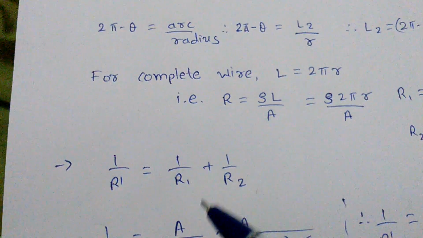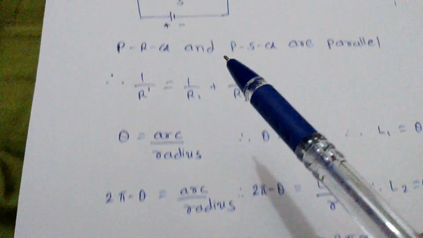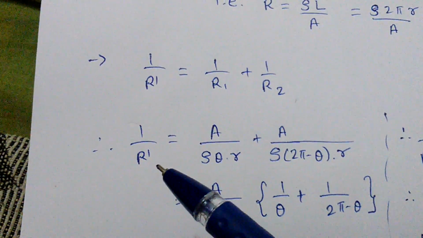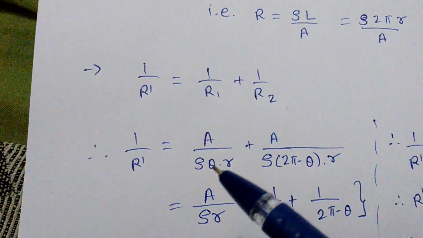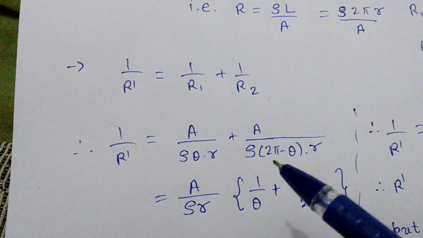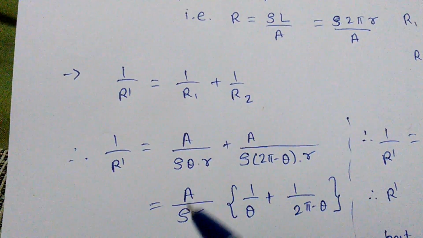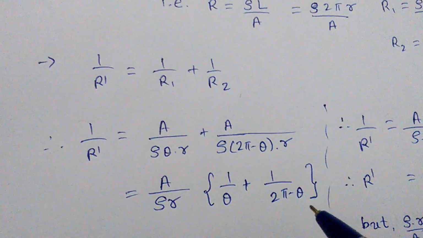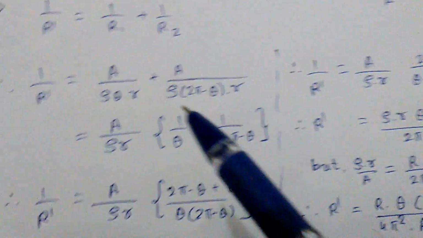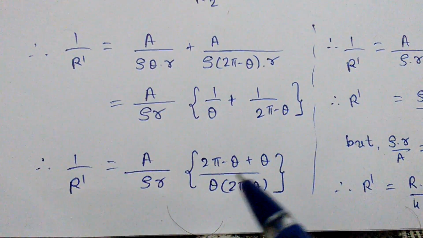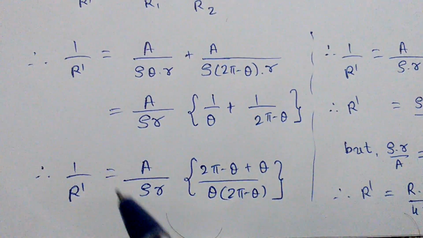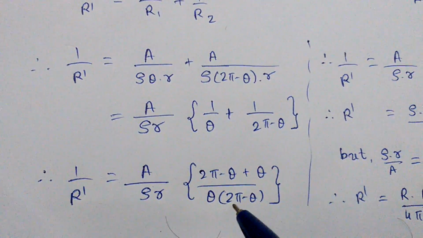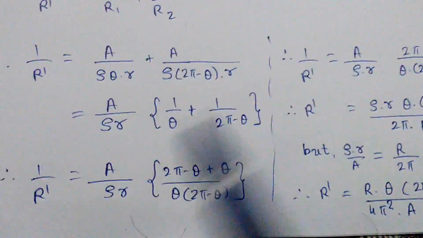Now we put these values in the equation. 1 upon R dash equals 1 upon R1 plus 1 upon R2, because both of them are parallel to each other. So 1 upon R dash equals A upon rho theta r plus A upon rho 2 pi minus theta r. A upon rho r is common, so 1 upon theta plus 1 upon 2 pi minus theta, bracket completed. Taking LCM, we get 1 upon R dash equals A upon rho r times 2 pi minus theta plus theta upon theta into 2 pi minus theta.